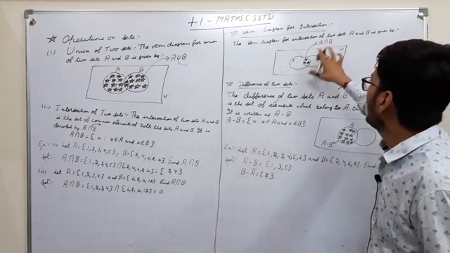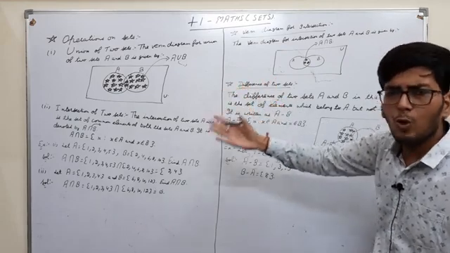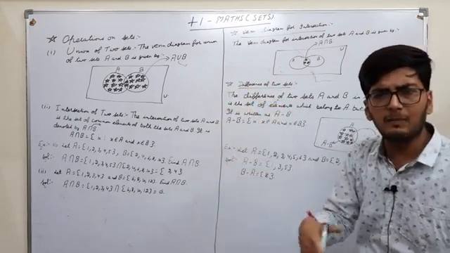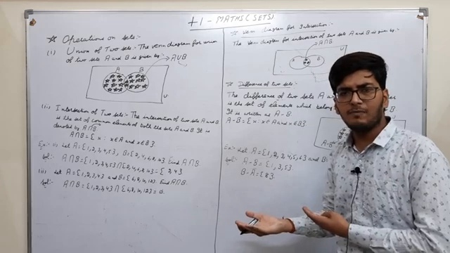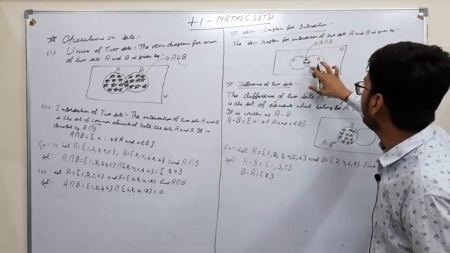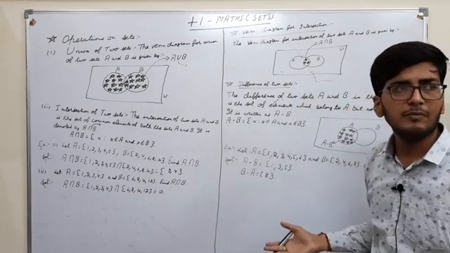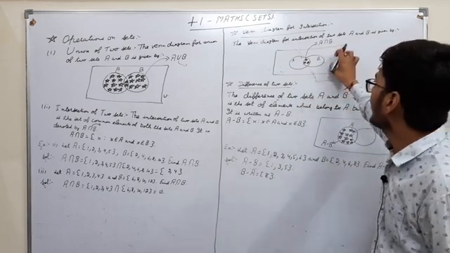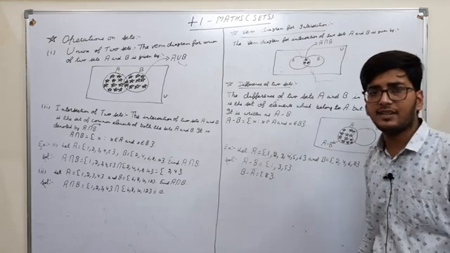Now A intersection B means the common part. So the common region of A and B will be our intersection part for the Venn diagram, right? So the common region for A as well as B will be our A intersection B. So this is the intersection of two sets, A intersection B.